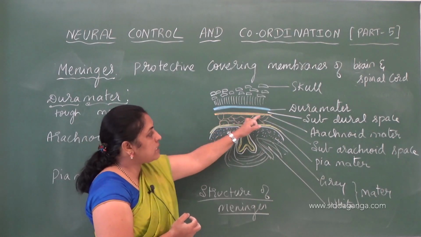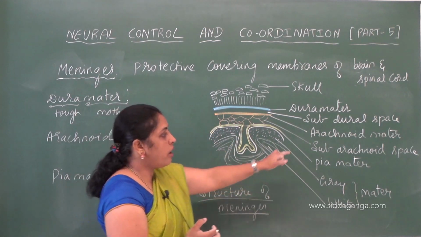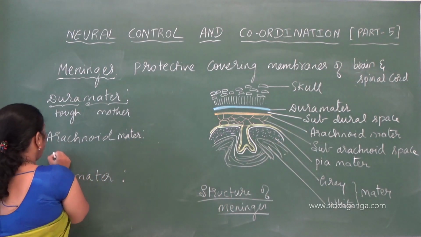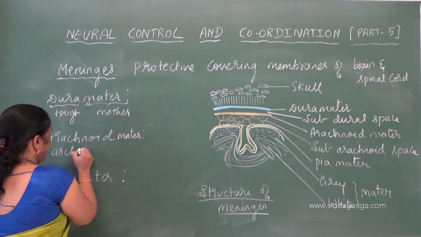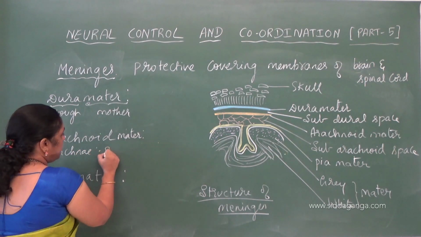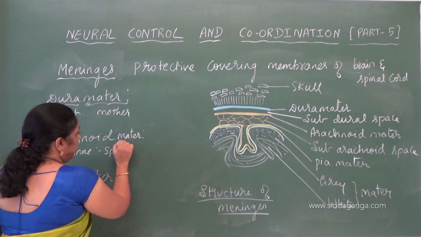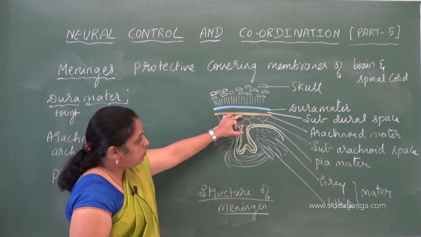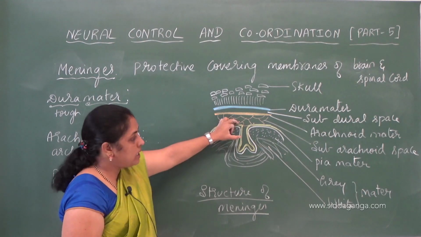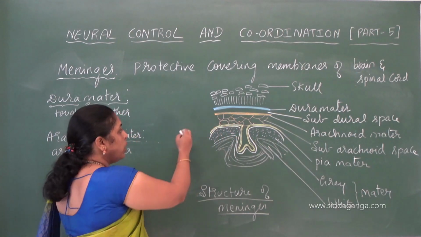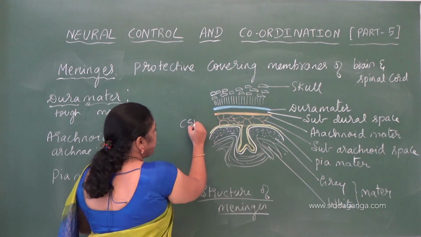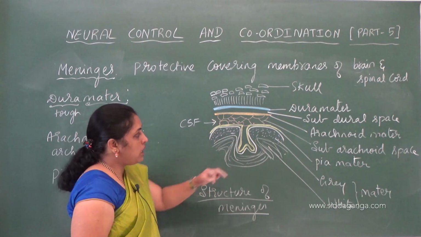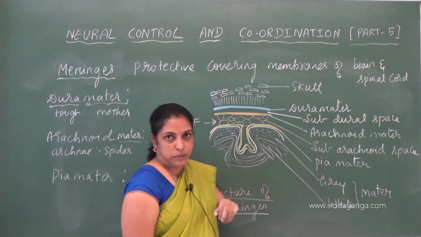Below that we see a second meningeal layer called arachnoid mater. Arachne means spider. Again, mater means mother. Below that arachnoid mater we see the subarachnoid space, where we see the presence of cerebrospinal fluid. Cerebrospinal fluid is present in the subarachnoid space.